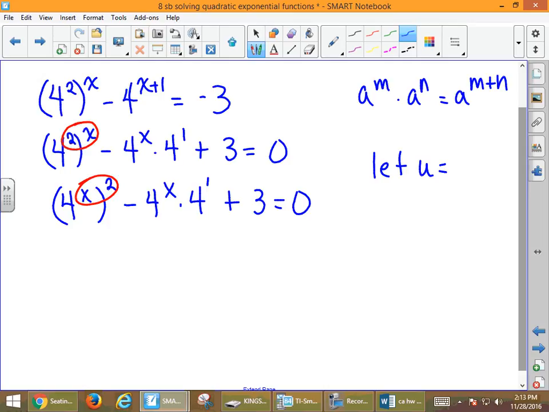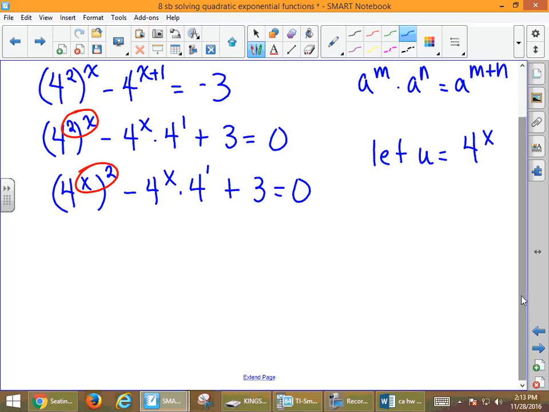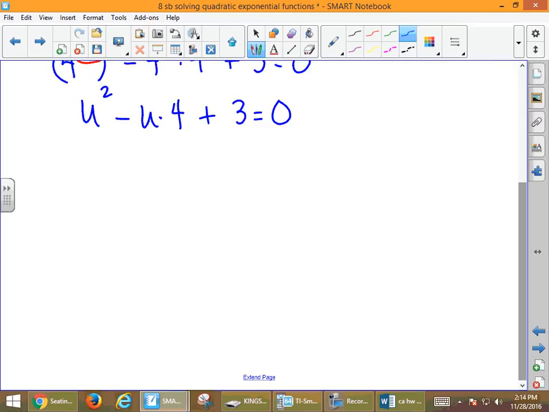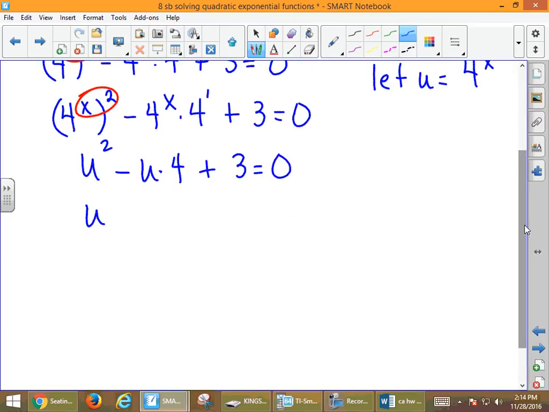And now that we have it written out a little bit better, again, my technique works. We had to do a little bit of extra work, but if you look at that middle term, it's 4 to the x, and that's what's going to allow us to use our u substitution. So this becomes u squared minus u times 4 plus 3 equals 0. Written a little bit better, it's u squared minus 4u plus 3.